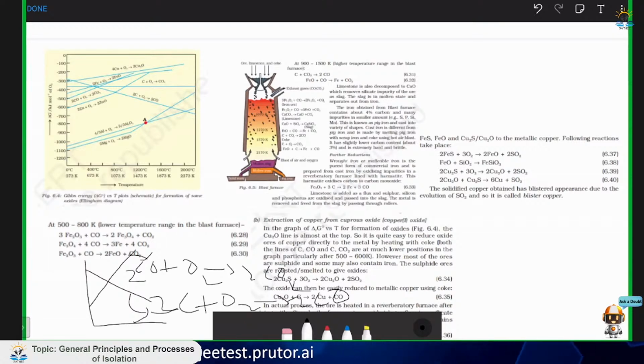At higher temperatures you're gonna use the second thing, 2C plus O2. Basically your carbon is the reducing agent. At low temperatures your CO is the best reducing agent.